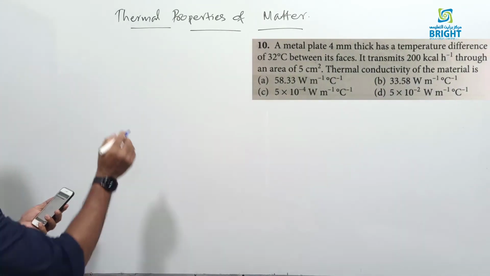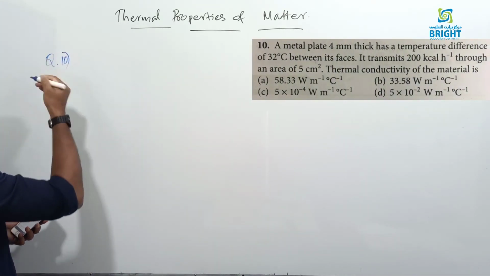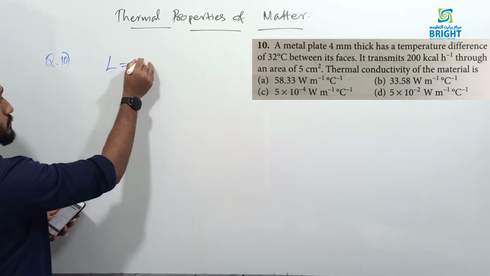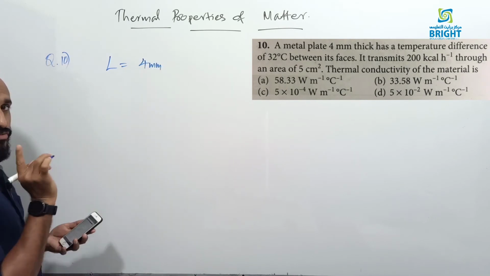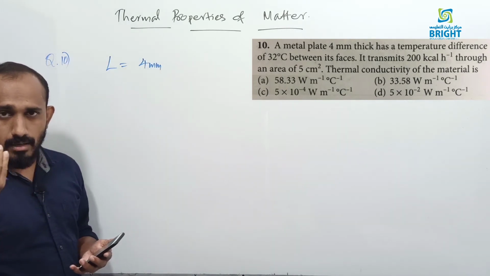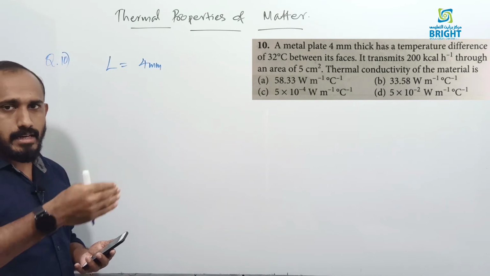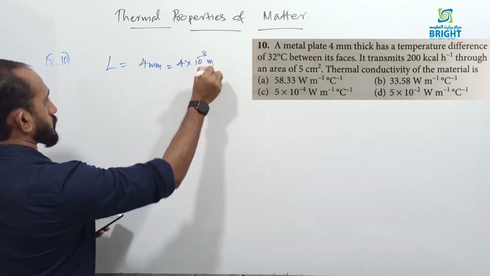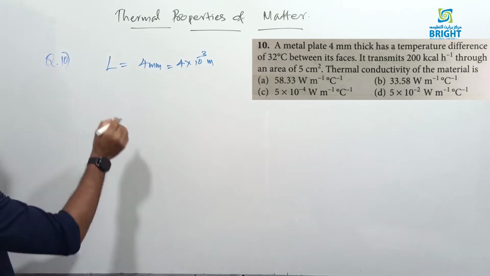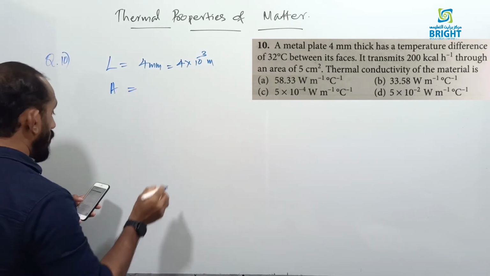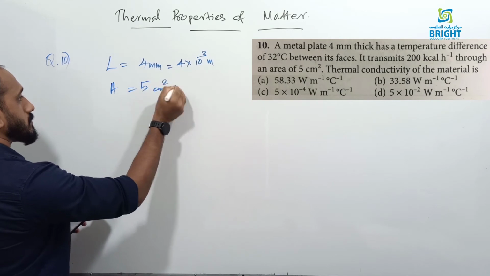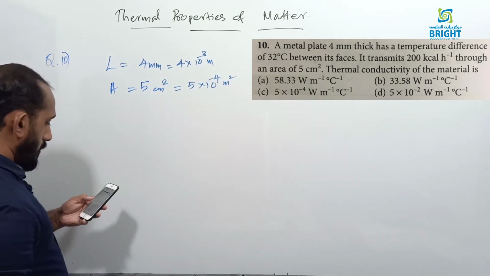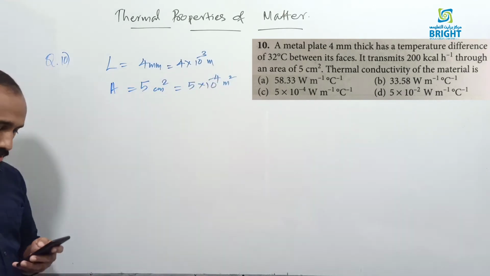In this question, thickness of the plate is given as 4 millimeter. L is equal to 4 millimeter, we can say. That means the length we can consider this way, that's equal to 4 into 10 raised to minus 3 meters. Then we have area of cross section also. A is equal to 5 centimeter square, that is 5 into 10 raised to minus 4 meter square. Centimeter square you have to convert to meter square.